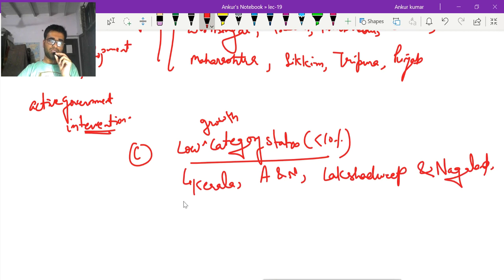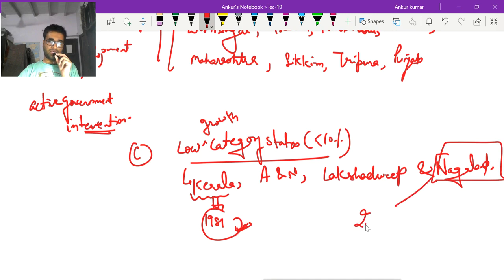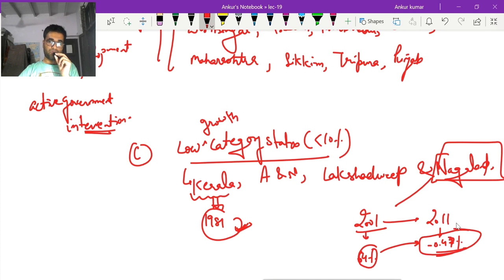See, Kerala completed its demographic transition in 1981. Okay, it completed demographic transition. It was the first state to complete its demographic transition in India. Okay, in case of Nagaland, there is a peculiar situation. In the 2001 census, decadal population growth for Nagaland was shown as 64%. And in 2011, decadal population growth for Nagaland was shown as minus 0.47%. Now you can see the blunder here. From 64%, how can the population reduce in 10 years to minus 0.47%?